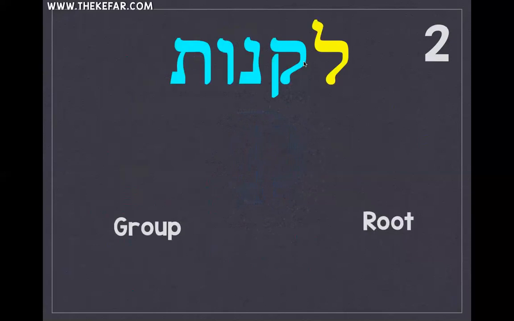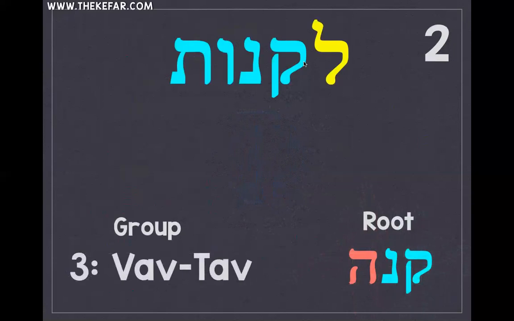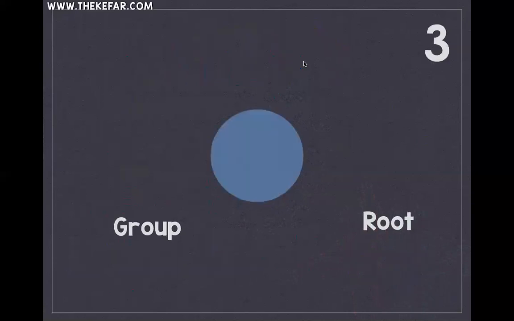And here we get rid of the lamed. We see that the last two letters are a vav tav, so that's going to change to a hey, and that gives us a root of kana, and we know that this is a vav tav verb. All right, number three, and there are 7 of these.